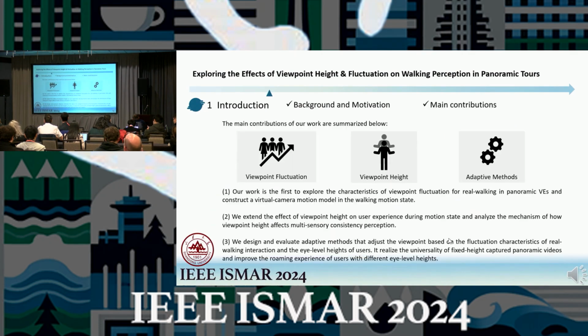In this paper, we first explore the characteristics of viewpoint fluctuation for real walking in panoramic virtual environments and construct a virtual camera motion model in the walking motion state. And we extend the effect of viewpoint height on user experience during motion state and analyze the mechanism of how viewpoint height affects multisensory consistency perception. Finally, we design and evaluate adaptive methods that adjust the viewpoint based on the fluctuation characteristics of real walking interaction and the eye level heights of users.